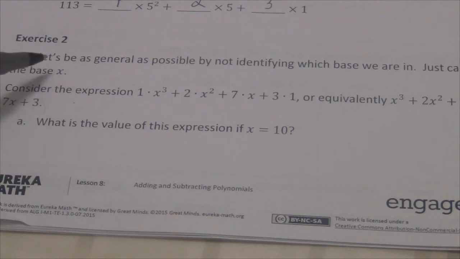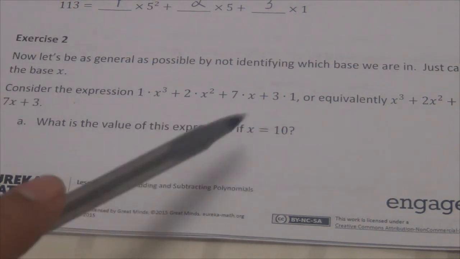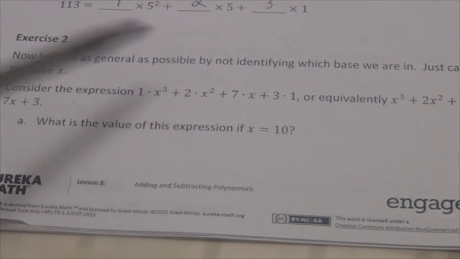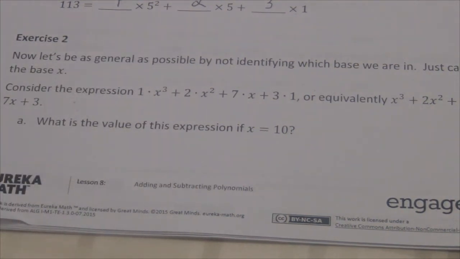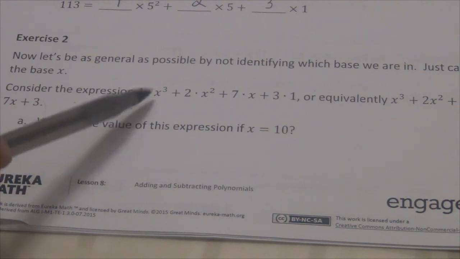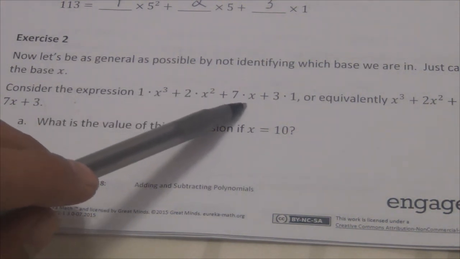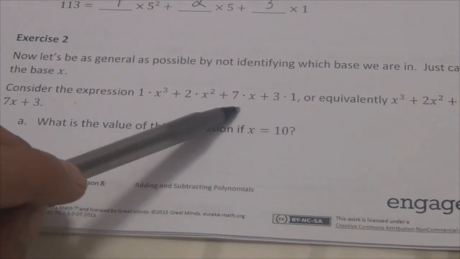All right, now let's be as general as possible by not identifying which base we are in. Just call it base x. Okay, so we have an expression. This is what we call a polynomial. It's basically an expression that involves variables, exponents, and regular numbers. So we have the expression x to the third power plus 2 times x to the second power plus 7 times x, which you could say 7x.